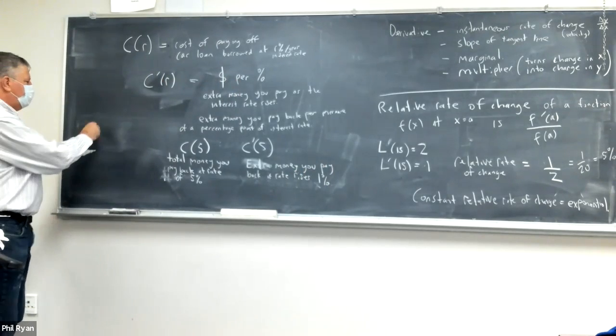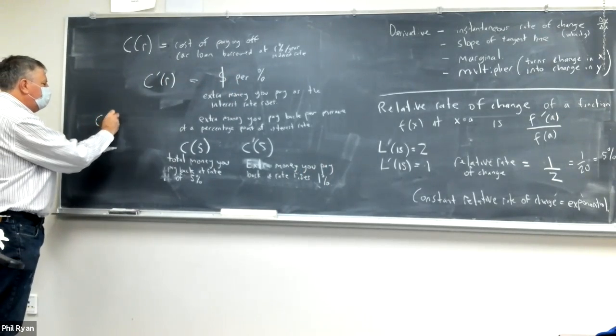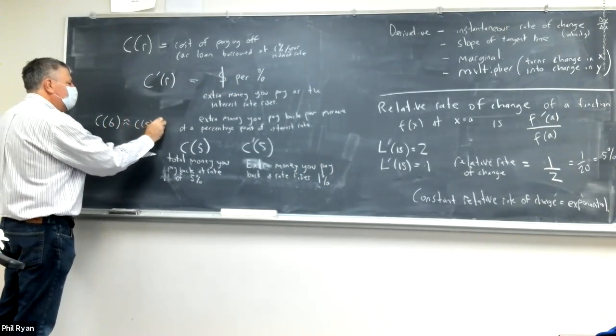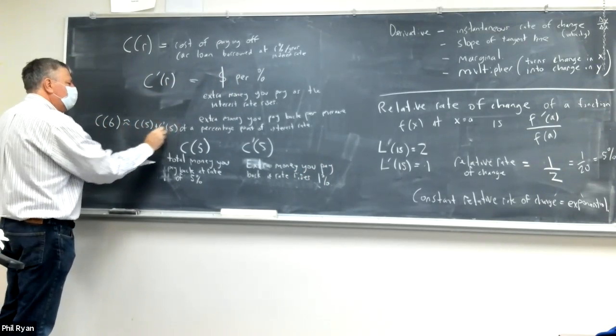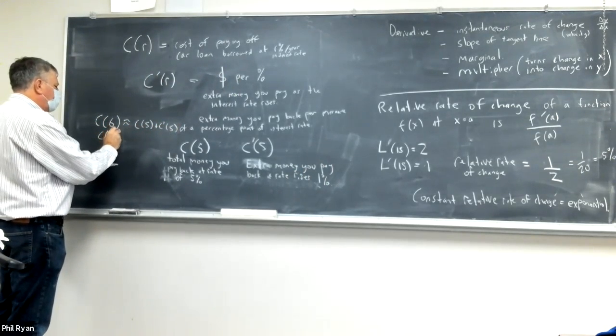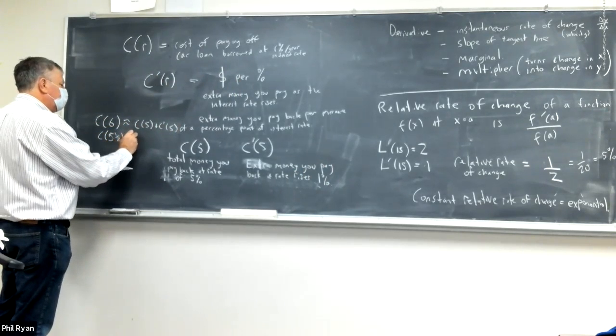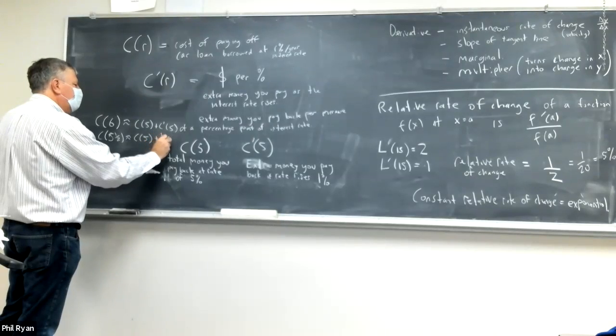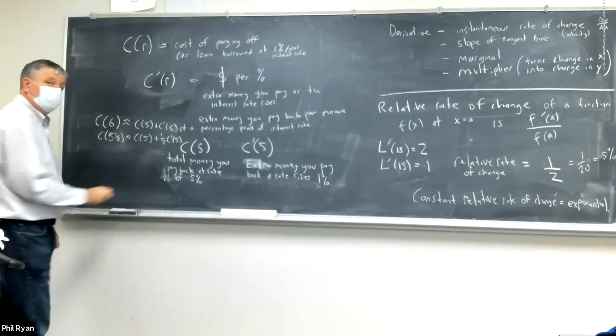So C of 6, for example, is approximately equal to C of 5 plus C prime of 5. And C of 5.5 is approximately C of 5 plus a half C prime of 5.